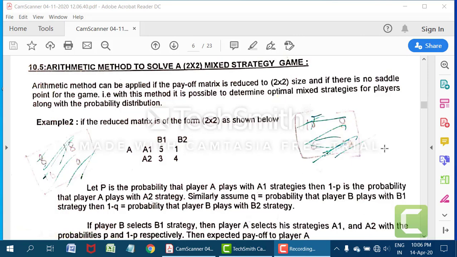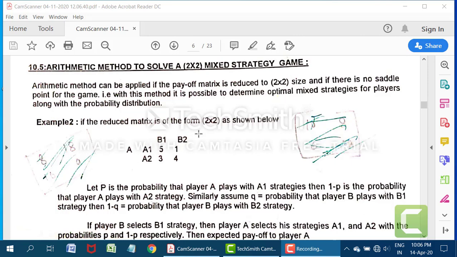Well, now in the second session on game theory, we will learn the methods for solving games, particularly mixed strategy games. Suppose that after applying the rules of dominance, a big payoff matrix is reduced to 2 by 2. Two rows, two columns only.